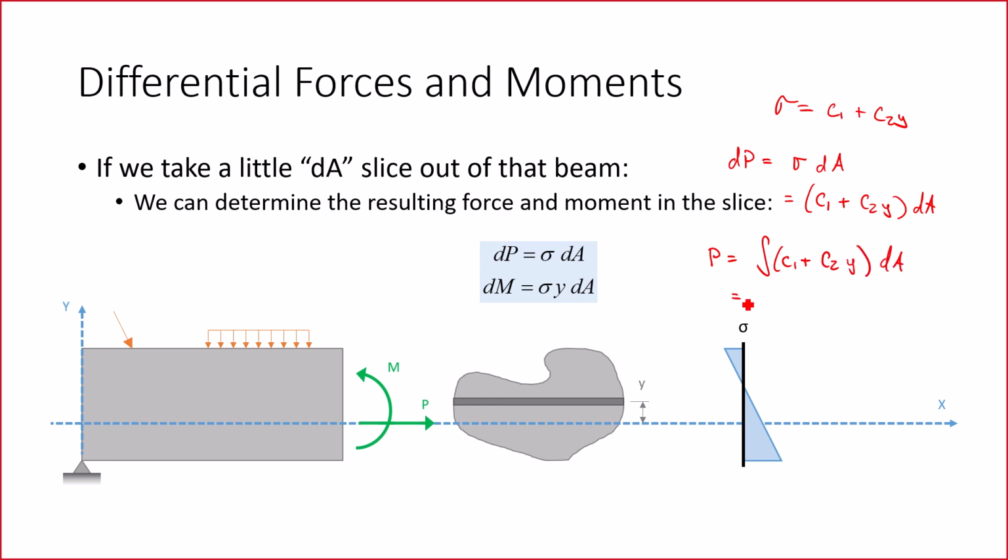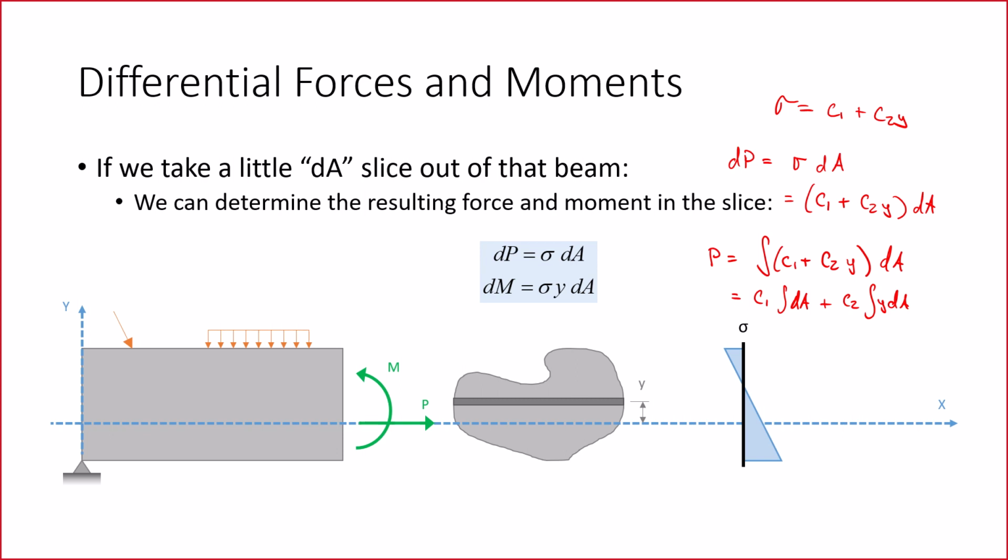Right? And so what I can do is, remember how the integral of a sum is the sum of the integrals, right? And we can pull constants out. What I can do is say, all right, C1 times the integral of dA plus C2 times the integral of y dA. Kind of with me so far on how I'm doing this?